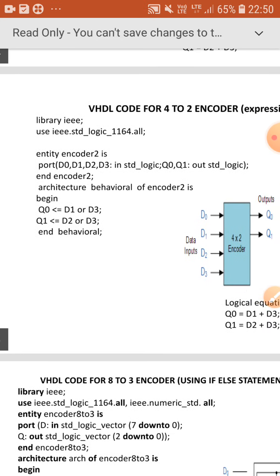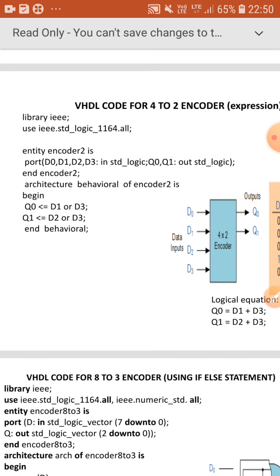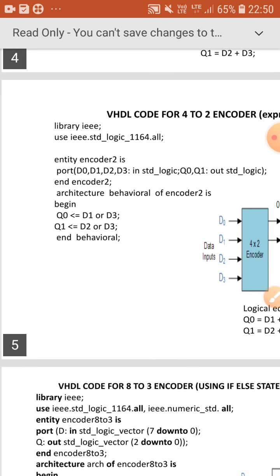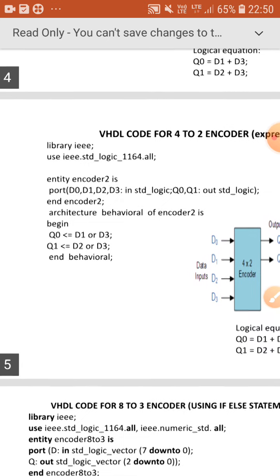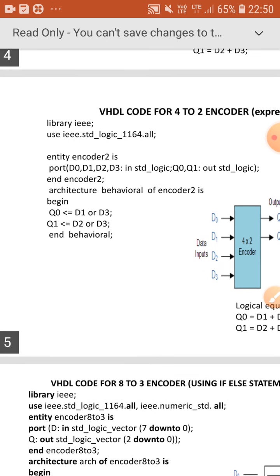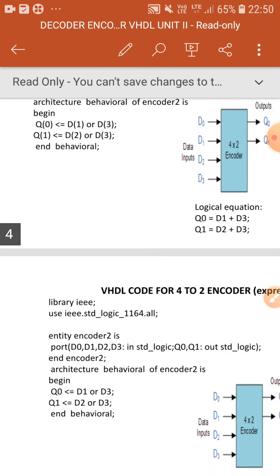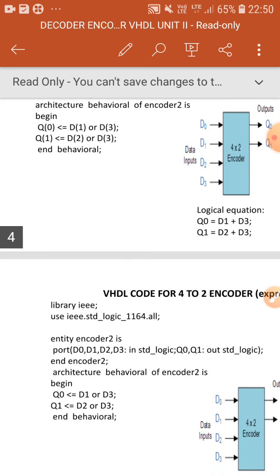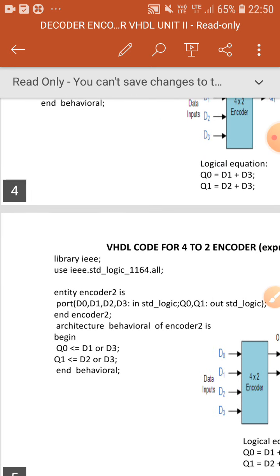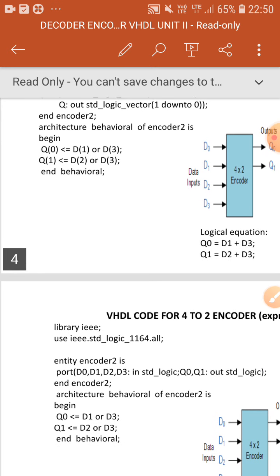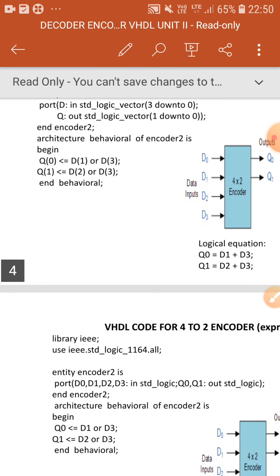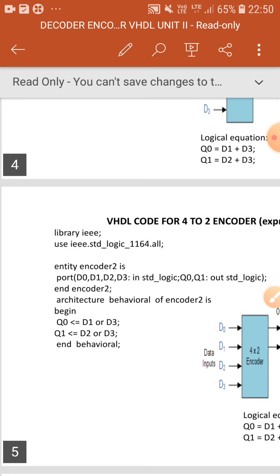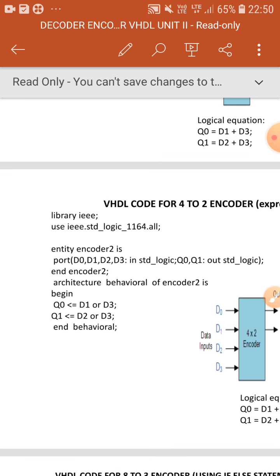So here no need to use Q of 0, Q of 1 like that. You can directly write Q0 less than or equal to D1 or D3, and Q1 less than or equal to D2 or D3. Here I am writing Q of 0 less than or equal to D of 1 or D of 3. Here Q0 less than or equal to D1 or D3. So Q of 1 less than or equal to D of 2 or D of 3. Here Q1 less than or equal to D2 or D3.